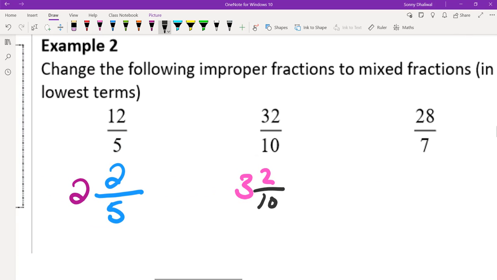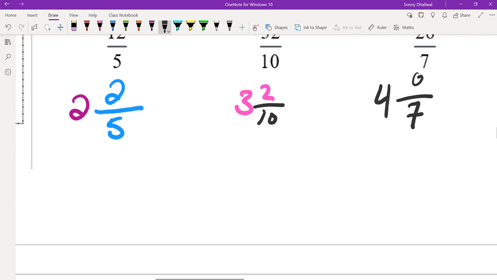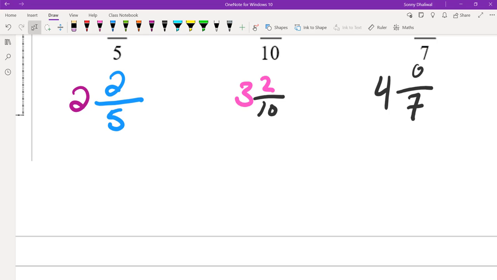Last one. The denominator is 7. So how many times does 7 go into 28? 4. What's left over? Nothing. So we don't have to write 0 over 7, right? 0 divided by anything stays as 0, so this is just 4. 7 goes into 28 4 full times. There's nothing left over. All right?